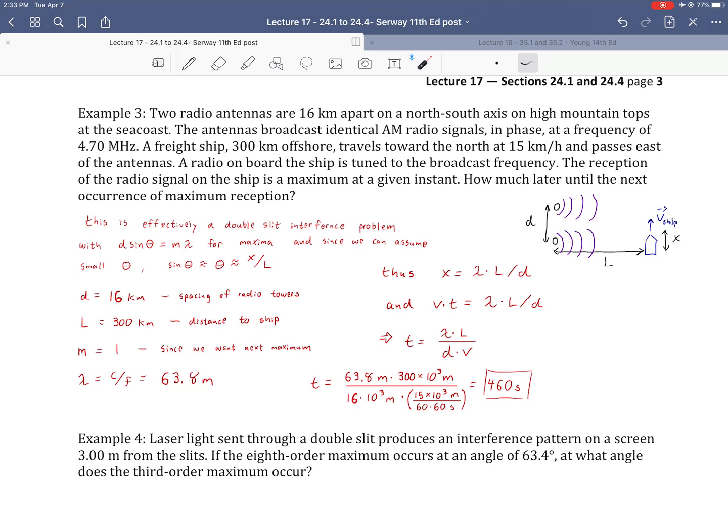So I didn't change that. The only thing I changed was the distance between the antenna. All right, so 287 seconds with the new corrected distance. Okay, so let's fix that. It shouldn't be 460, it should be 287. All right, how many minutes is that? Divide by 60. That's 4.8 minutes.